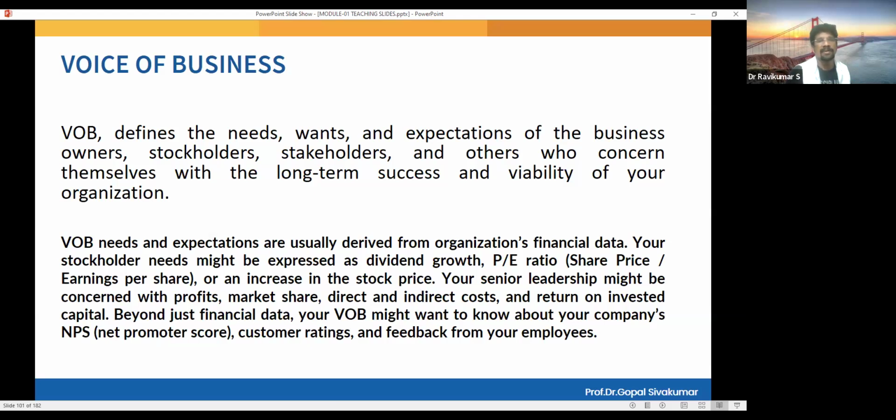So VOB also needs to be addressed. It may be expressed in terms of the profit and loss ratio, the P&L account, or it may be the increase in the stock price or the loss in the stock price. So all these things are connected with the VOB.